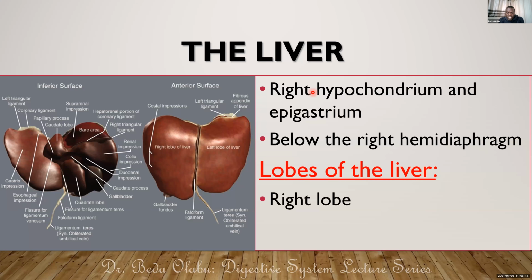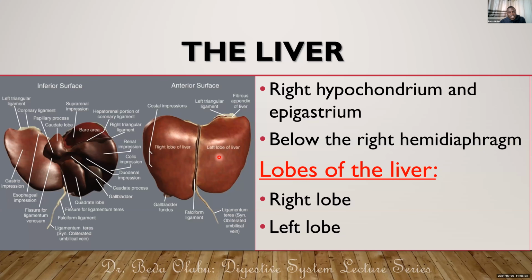The 2 lobes of the liver are the right and the left lobe. In this image, we can see the right lobe and the left lobe. This shiny surface of the liver is called the diaphragmatic surface of the liver. It is the part of the liver that is related to the thoracic diaphragm. So we call it the diaphragmatic surface of the liver.